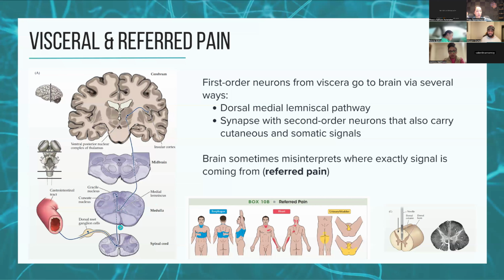Other organs, though, do have their own pathway. They actually don't cross over to the contralateral side. They stay on the same side and travel up this dorsal column here. So it's traveling up the dorsal column into the brainstem and then crossing over.